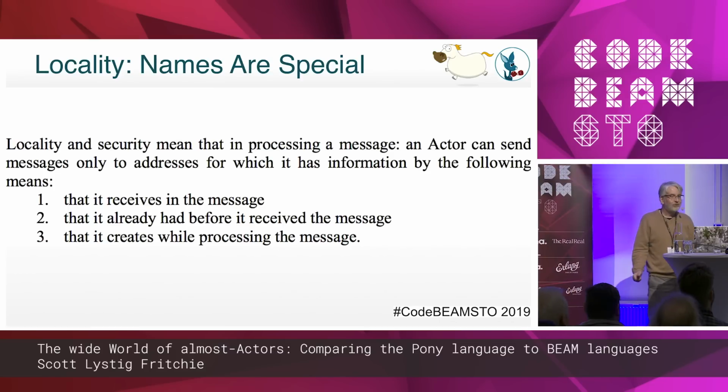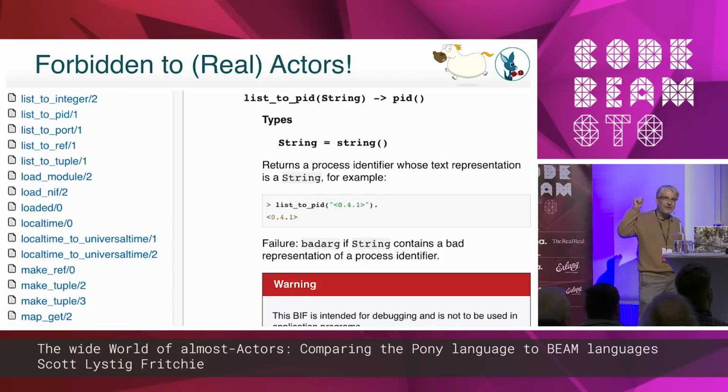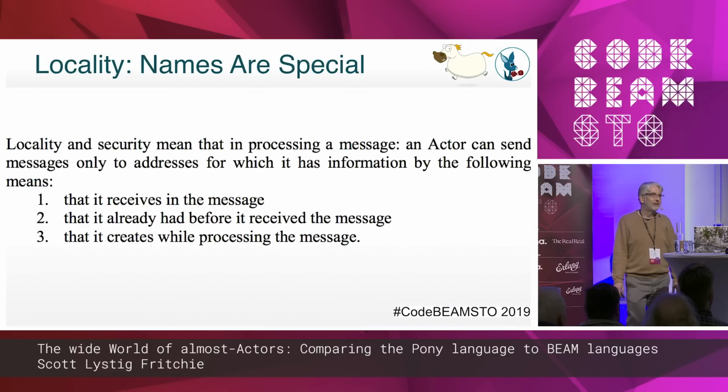So here's where Erlang screws things up. Using the BIF list_to_pid, we can invent PIDs out of thin air on the Beam, and this is in direct violation of the rules of locality here. We screw up these three rules by providing a fourth path. So this voids the warranty on the formal definition of the actor model.